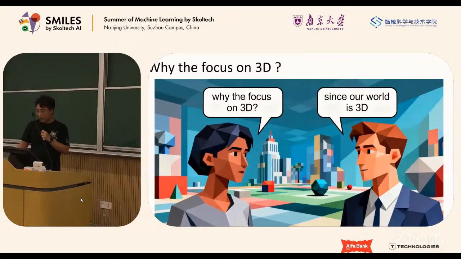So why do we focus on 3D? Maybe the short answer is that our world is three-dimensional. Images are only projections of the world. If we want an AI system to reason about distance, size, free space, contact, or other physical interaction, it needs some form of 3D understanding.